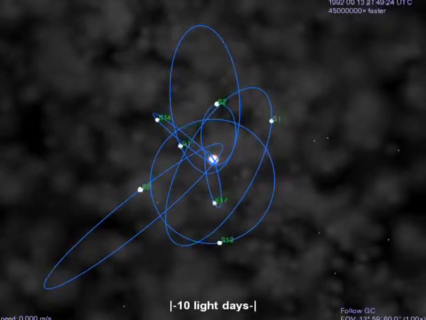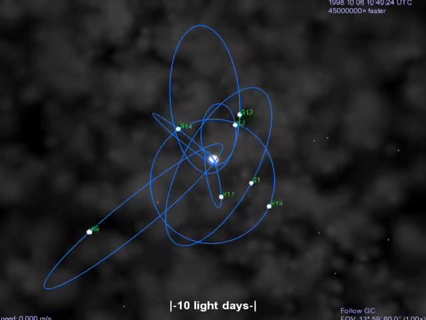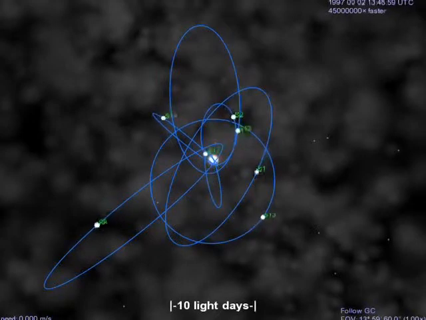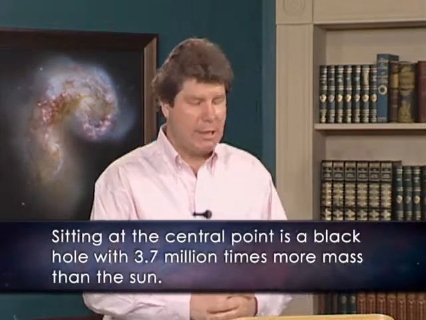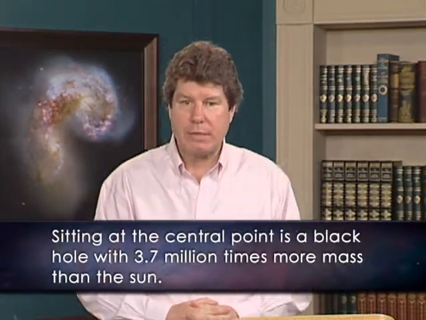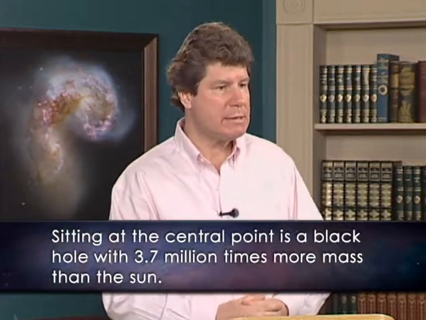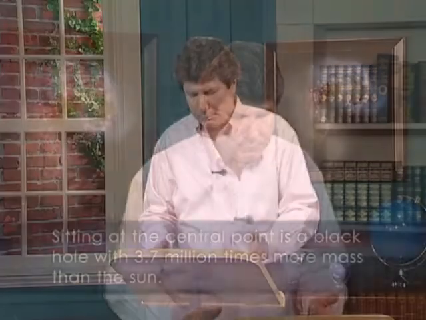At closest approach, star 14 is moving at 3,000 miles per second and comes within 6 light hours of the central point. That's as close as the planet Uranus is from the Sun. Analyzing the orbits carefully essentially proves that sitting at the central point is a black hole with 3.7 million times more mass than the Sun.